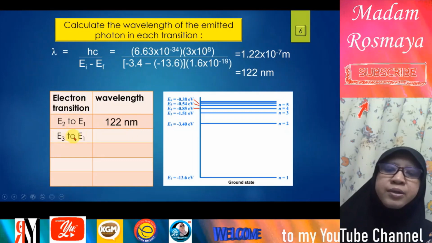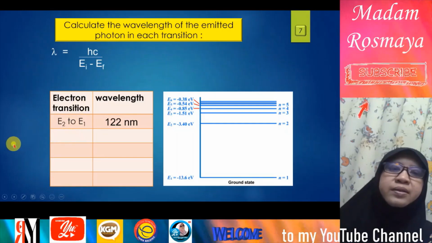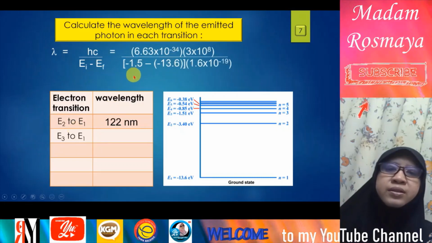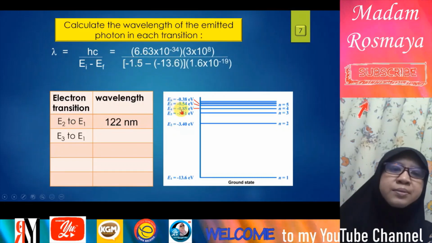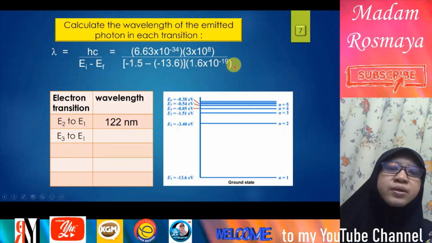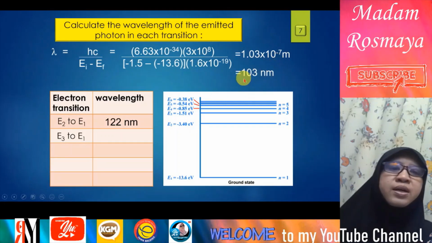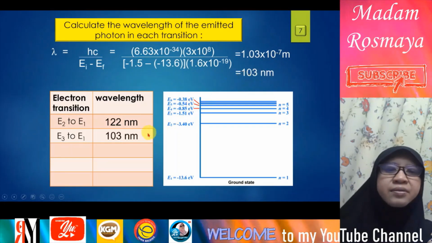Okay, so next we do the same for E3 to E1. Here we substitute 1.51 electron volt, since the energy at n=3 is 1.51 electron volt. So we get a wavelength of 1.03 times 10 to the power of negative 7 meter. Convert to nanometer, 103 nanometer.